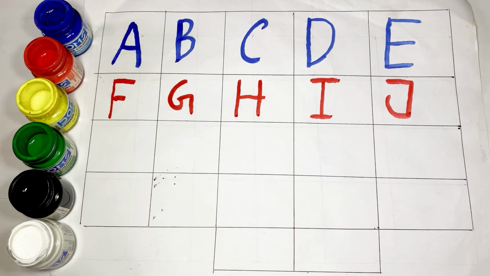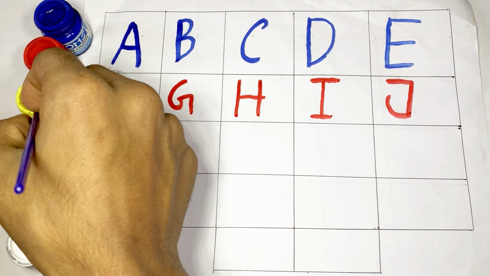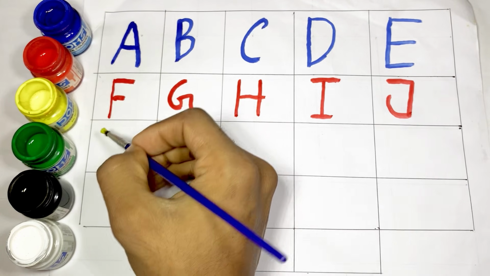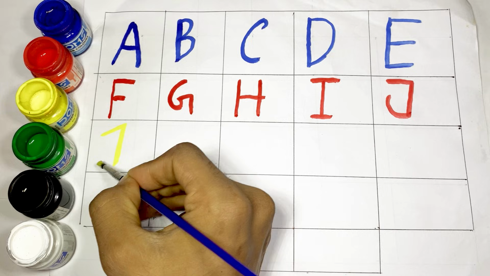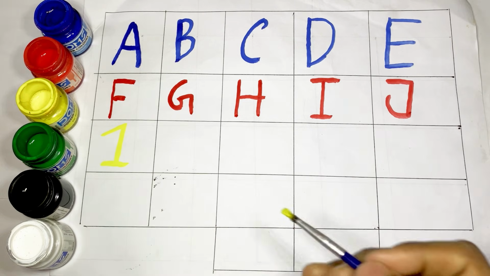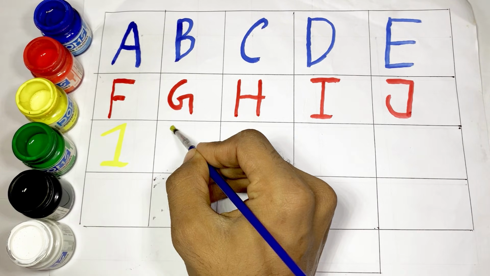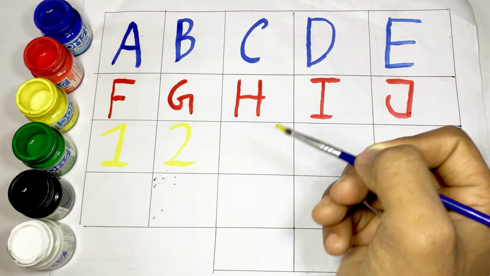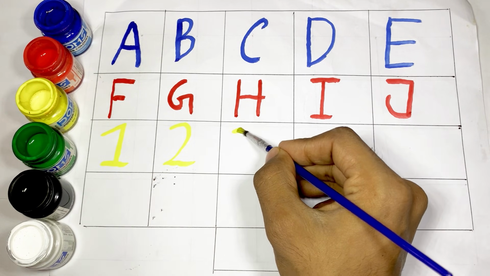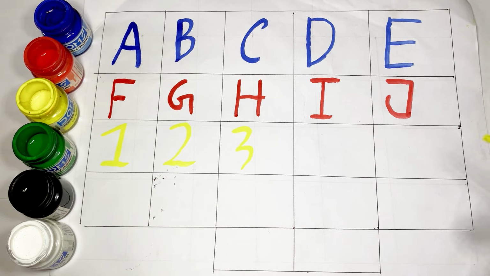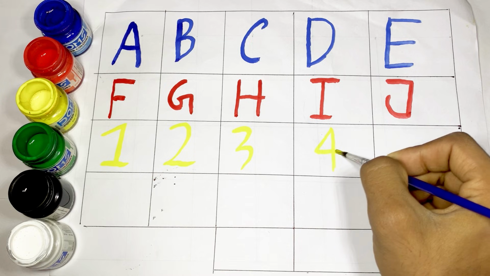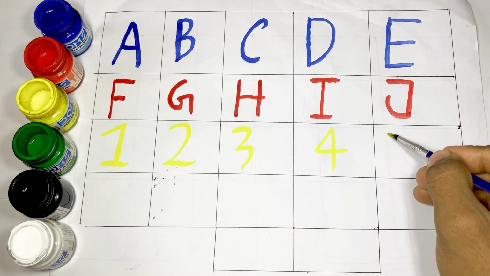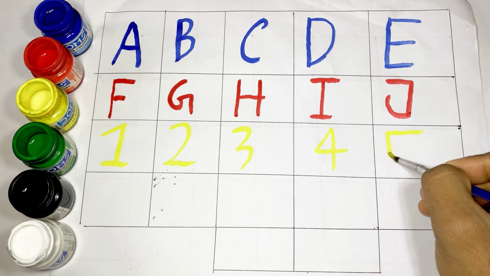The numbers. First we draw 1, O-N-E, 1. The numbers 1, 2, T-W-O, 2, 3, T-H-R-E-E, 3, 4, F-O-U-R, 4, 5, F-I-V-E, 5.